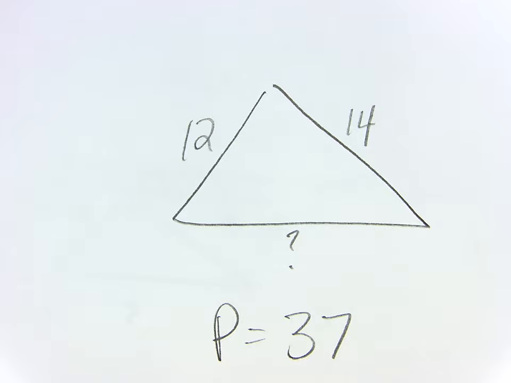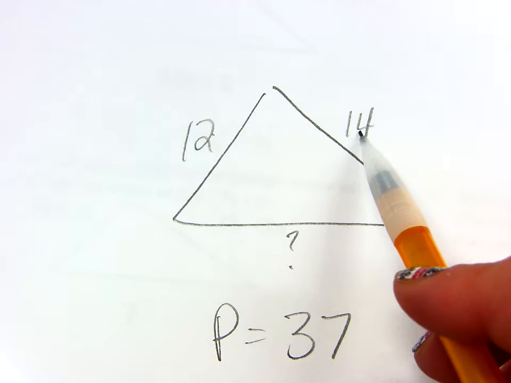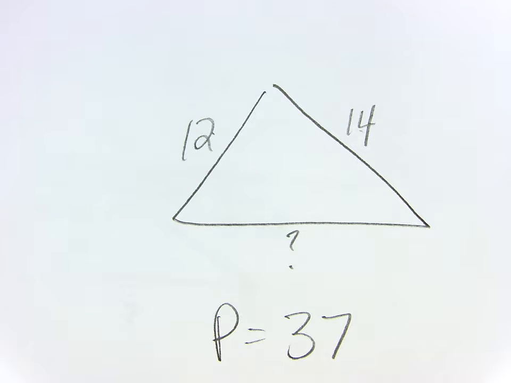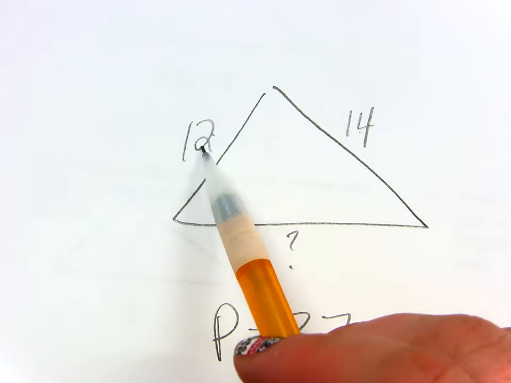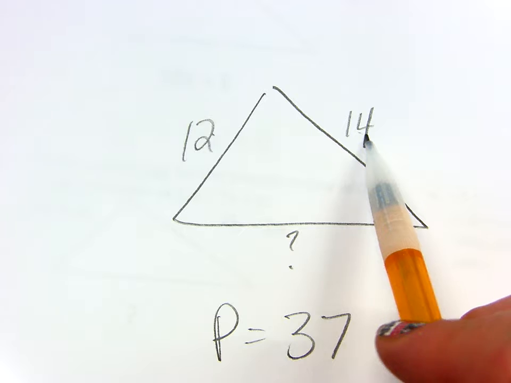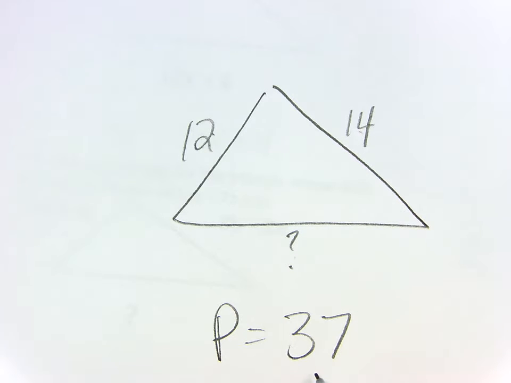How? Tell me your steps. Go ahead, Lily. 12 plus 14 plus x equals 37. That's what I wrote. You could do that, sure. This plus question mark gets me 37.